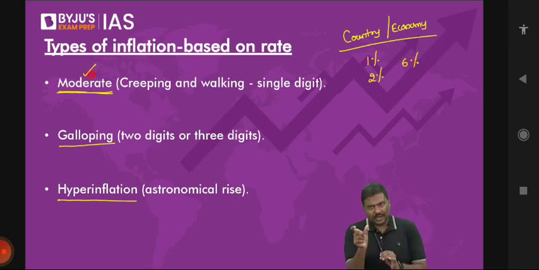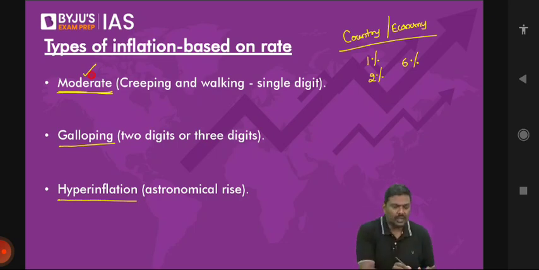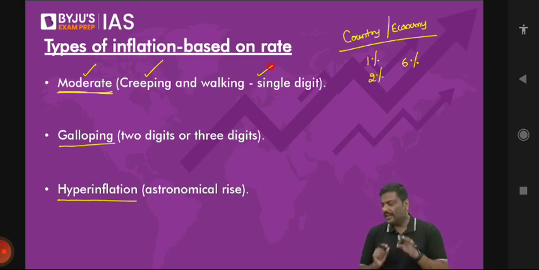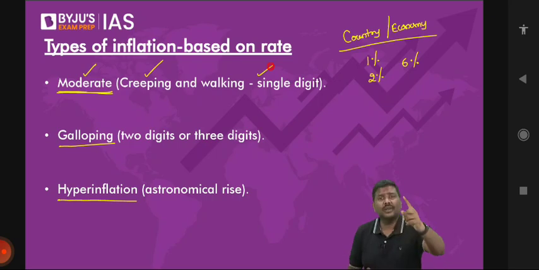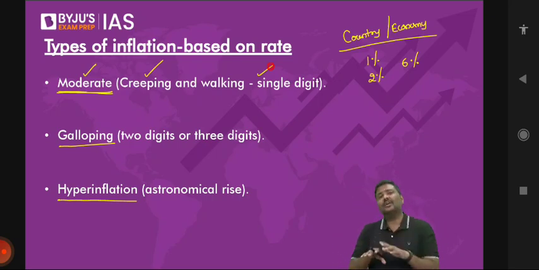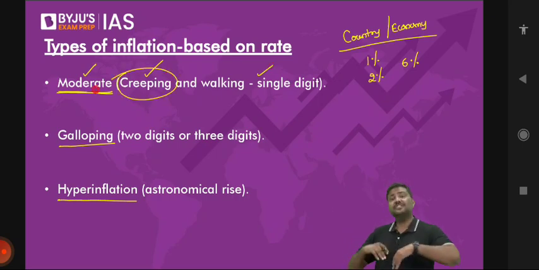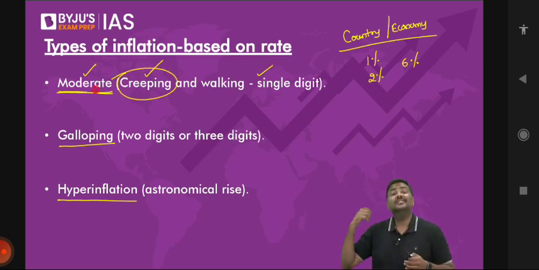And within moderate also, you can generally divide those rates into two types. One is called a creeping rate of inflation, and the second one is a walking rate of inflation. Creeping generally means whenever the rate of inflation is very, very slow. How low? Let's say 1% or 2%, generally around 2%. That is called a creeping rate of inflation. Whereas if the rate of inflation is more than that, let's say 3%, 6%, 9%, 8.3%, that is called a walking rate of inflation.